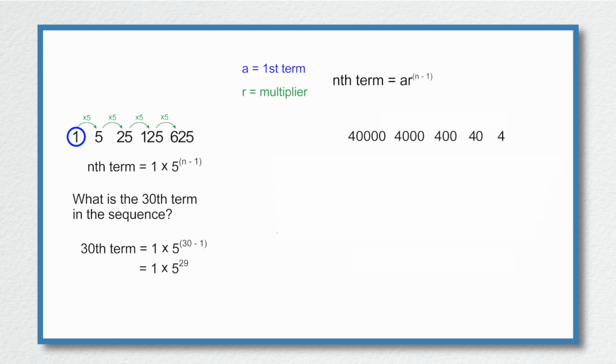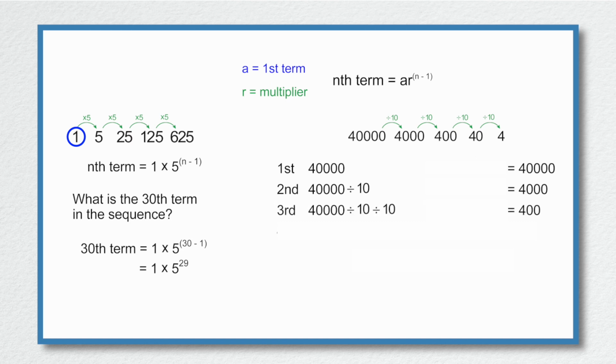Have a look at this sequence here. We have 40,000, 4,000, 400, 40, and 4. What do you notice about this sequence? Well, we can see to get from one term to the next term, we are dividing by 10 each time. So the first term is 40,000. The second term is 40,000 divided by 10. The third term is 40,000 divided by 10 divided by 10. And the fourth term is 40,000 divided by 10 divided by 10 divided by 10.